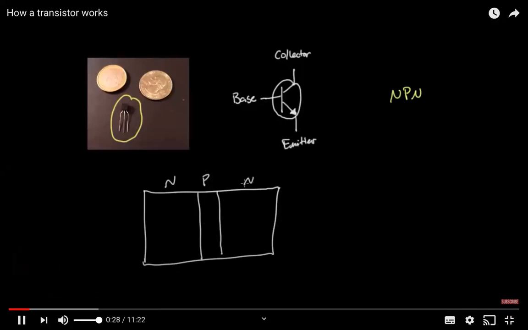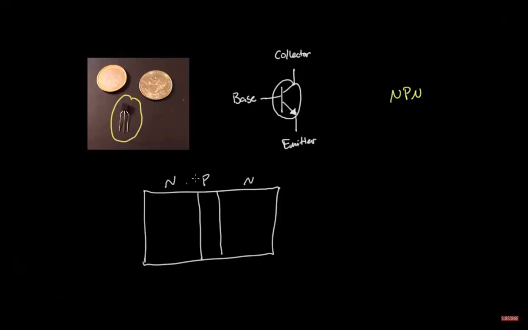And if you haven't watched my previous video where I go into quite a bit of detail about what N-type and P-type silicon is, you should definitely go back and watch that. Otherwise, this is not going to make a whole ton of sense. And so this is an NPN transistor. They make PNP transistors as well, but we'll just talk about this one.